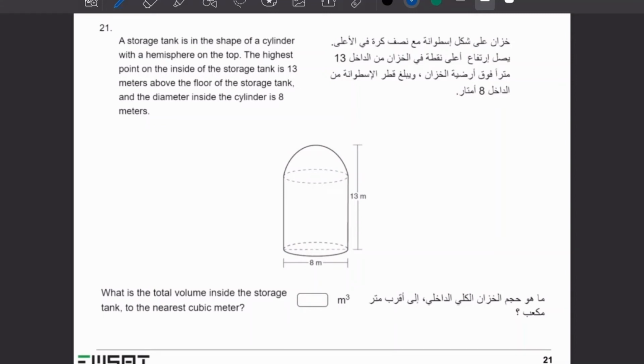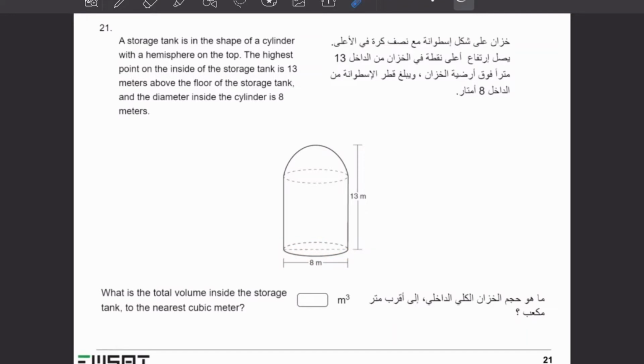For this question, it states a storage tank is in the shape of a cylinder with a hemisphere on the top. The highest point on the inside of the storage tank is 13 meters above the floor of the storage tank, and the diameter inside the cylinder is 8 meters. So the storage tank is divided into two shapes, which is basically a hemisphere on the top and then a cylinder on the bottom right here. It also stated that from here to here, that would be 13 meters, and then from here to here, that would be 8 meters.